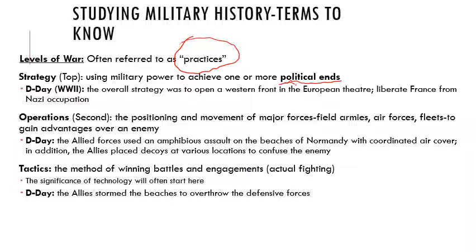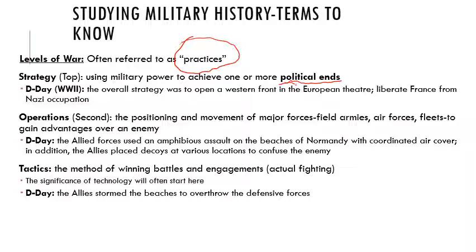So these are the big endeavors that occur to achieve the strategy. In D-Day, you had a couple things happening. You had an amphibious assault on the beaches of Normandy. You had coordinated air cover. In addition, you had decoys that were placed at various locations to confuse the enemy. All of those things are operations that are being done to achieve said strategy. So after the strategy, what you start to think about is what operations do we need to achieve that strategy.